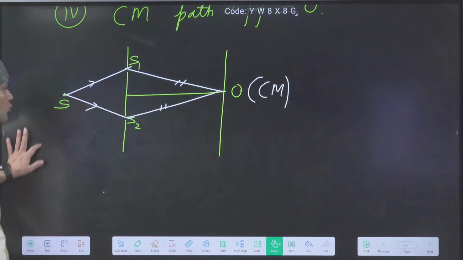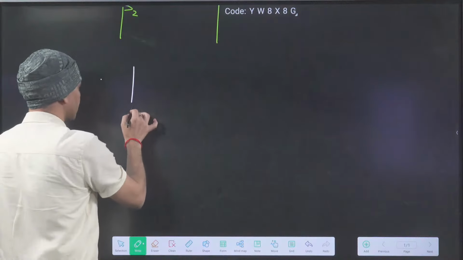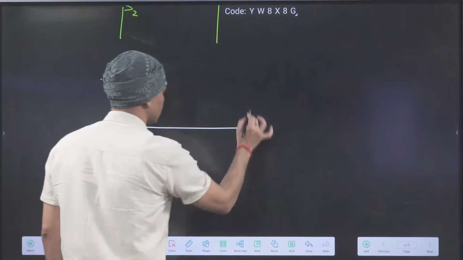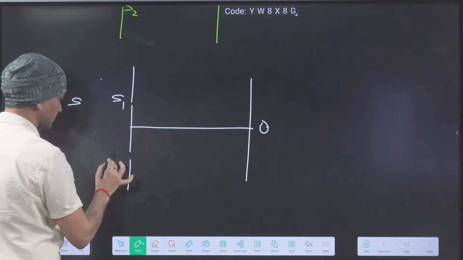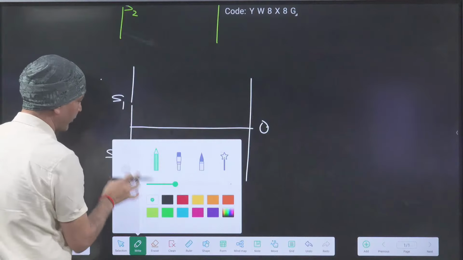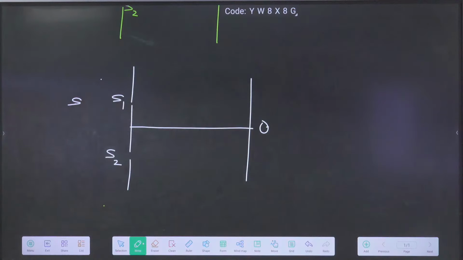But suppose the primary source I am putting like this. Where will we get the central maxima? Where will you get the central maxima? Above O, below, or at O?